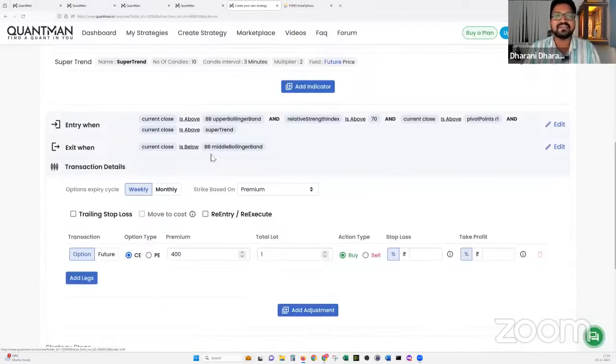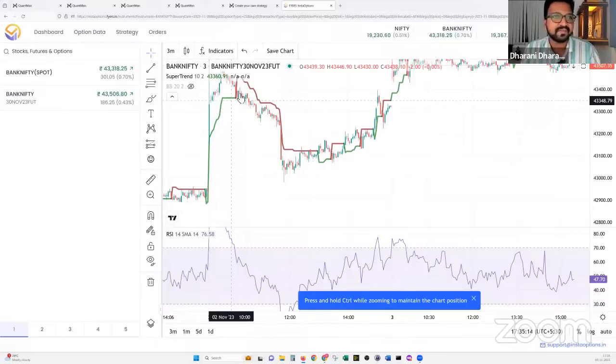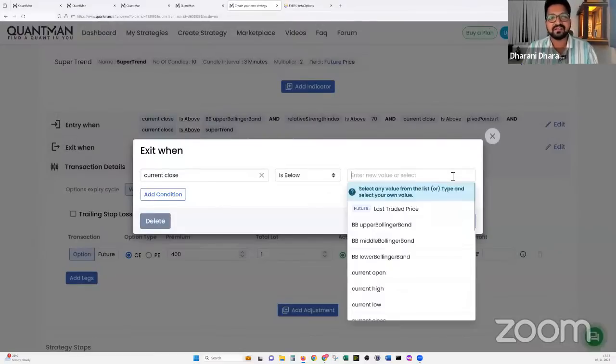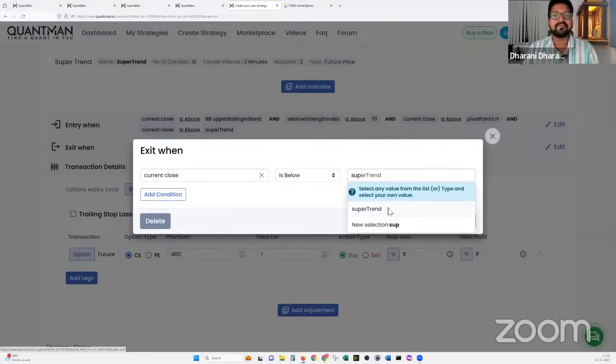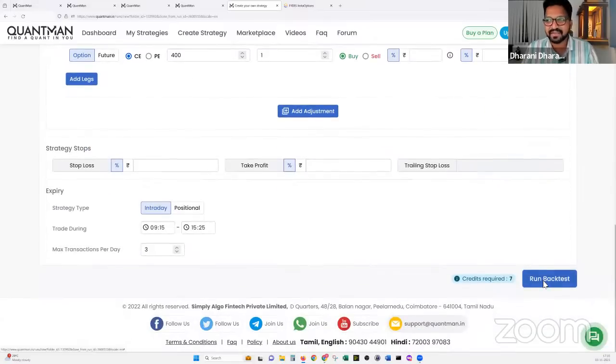On the exit condition, till now we have used the middle Bollinger Band, right? So I'm planning my exit whenever it closes below the super trend, I'm going to exit my trade. Okay, so I just select, instead of middle Bollinger Band, I select it to be super trend, and then I save it. Okay, so now it's very simple. I'm not complicating things very much.